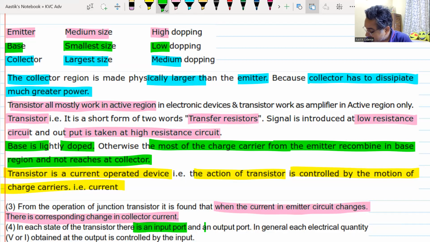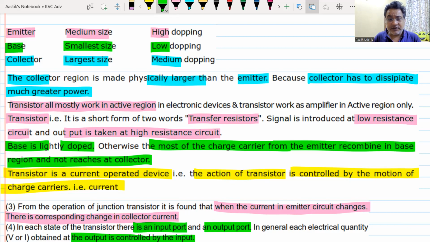Always there is an input port and an output port. The output port is controlled by the input port. This is the other way of saying the same thing. Do we understand this? Yes. What is the function of a transistor? Transfer resistor. It transfers current or signal from low resistance to high resistance. Do we understand this? And therefore, the collector is very large because it has to dissipate a large amount of power.